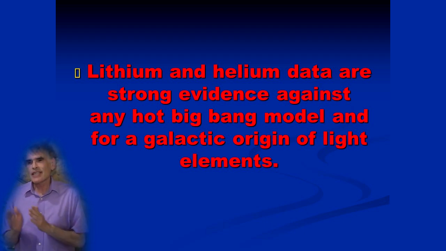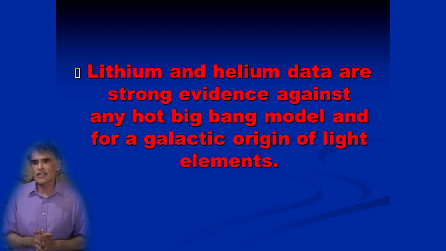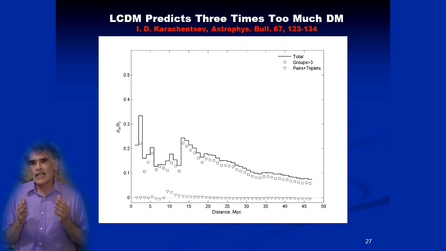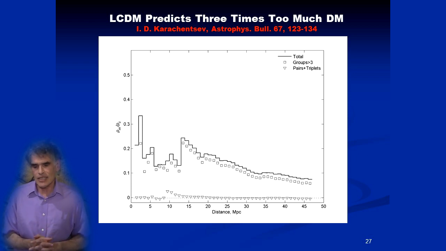Now, obviously, the concordance model is more specific than that. We also know that it involves dark matter. And there are problems that you'll be hearing about all day with dark matter. One problem is there isn't enough of it. Since dark matter is supposed to be observable through its gravitational influence, we can look at the local universe and measure how much gravitating mass there is.